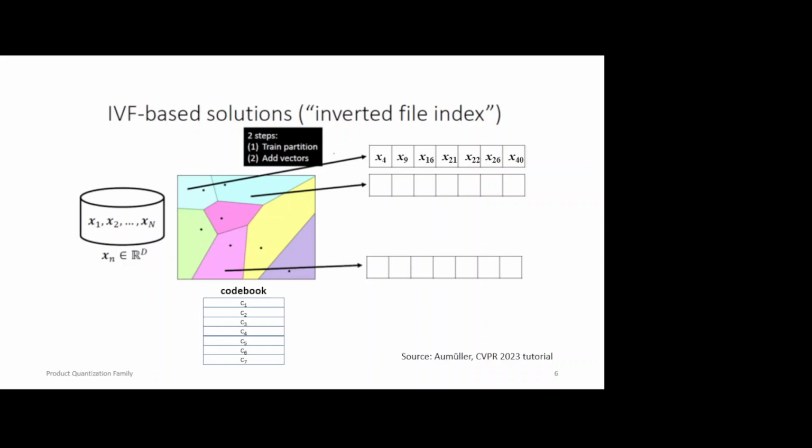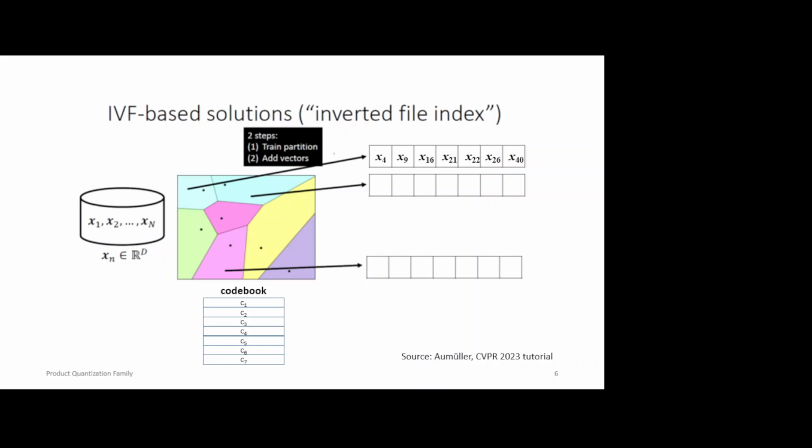The IVF is an index structure that is widely used in information retrieval and database structures. Here is our database. In this database we have n data points, each a d-dimensional real-valued vector. You see there are several points in the d-dimensional space.